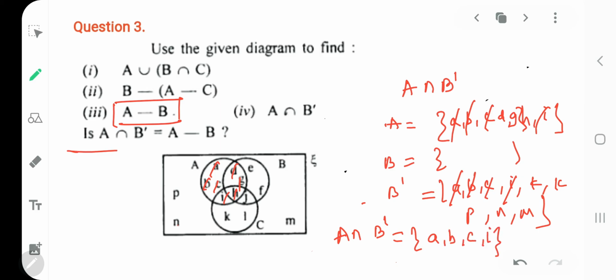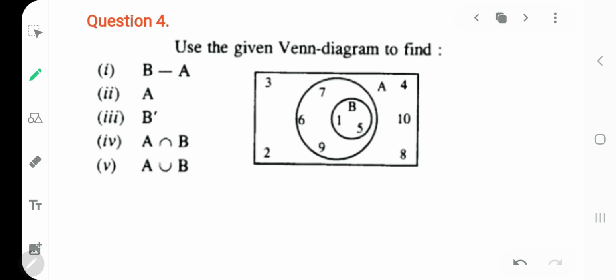Now my dear kids, your next is they have asked whether A intersection B complement is equal to A minus B. So you have got both of them. You have to check whether the elements are equal or not. Next we have question number 4, in which Venn diagram is given. You have to find B minus A.